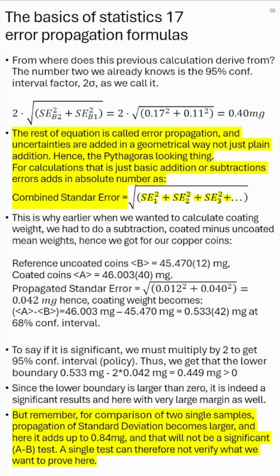But remember that for comparison of 2 single samples instead, propagation will be based on standard deviations instead. And those are of course larger, and in this particular case they will add up to 0.84 milligram. So if we do an A minus B test of single samples, then this will not result in a statistically significant result. So comparison of single coin cells of these A and B sets, they are too close to do any significant proof of a single coin subtraction.